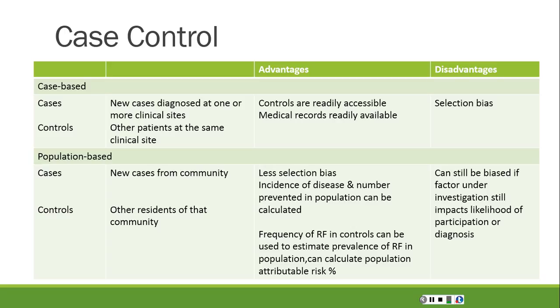However, the frequency of risk factor in the controls can also be used to estimate the prevalence of the risk factor in the population, and you can calculate a population attributable risk percent, which is another advantage of these studies. But population-based studies can still be biased if the factor under investigation still impacts the likelihood of participation or diagnosis.